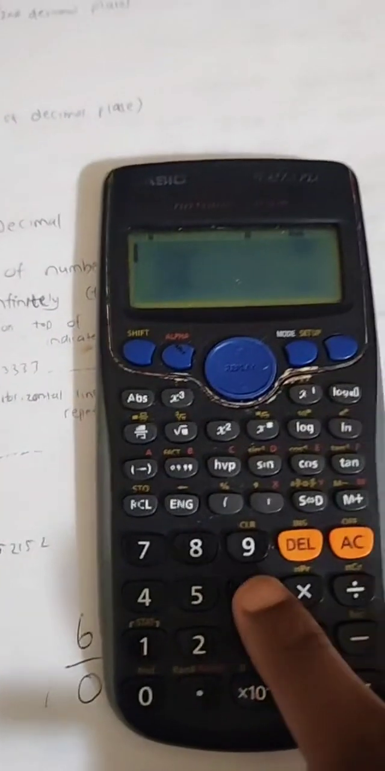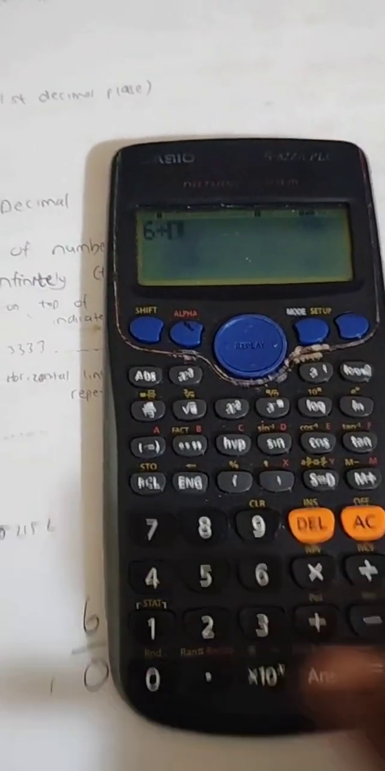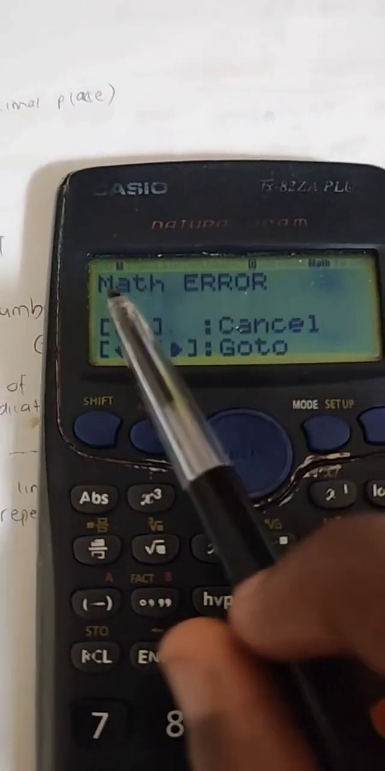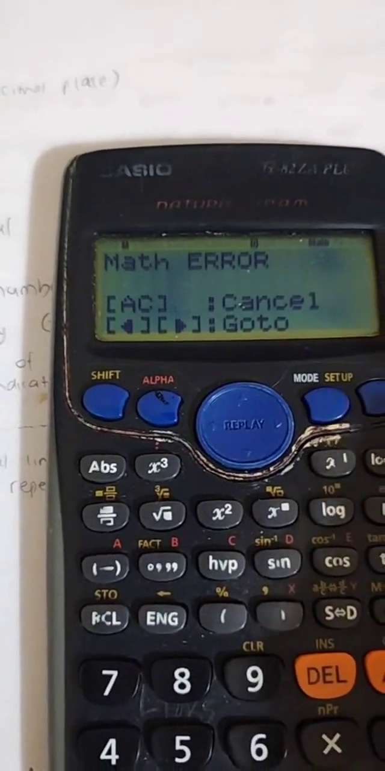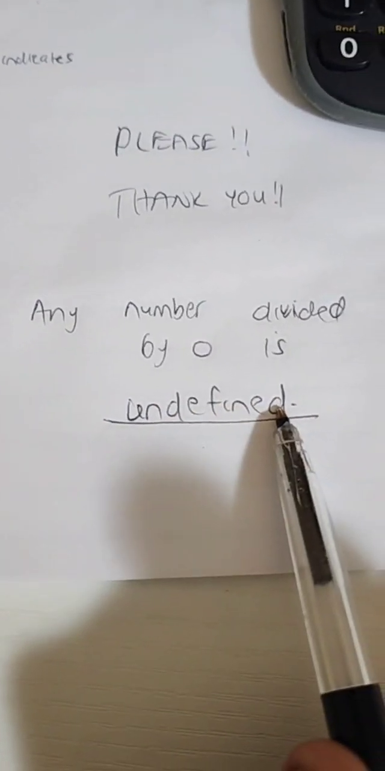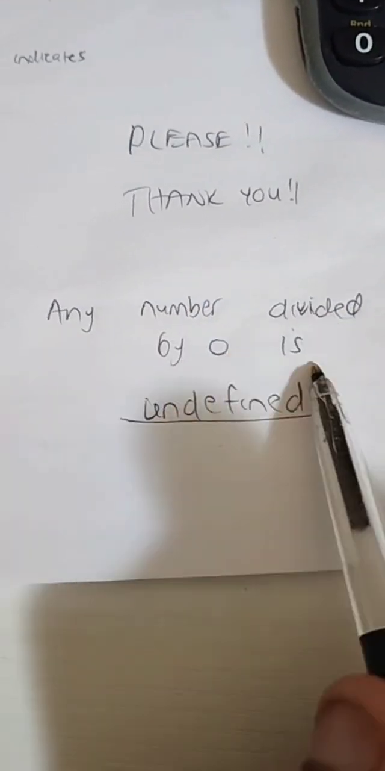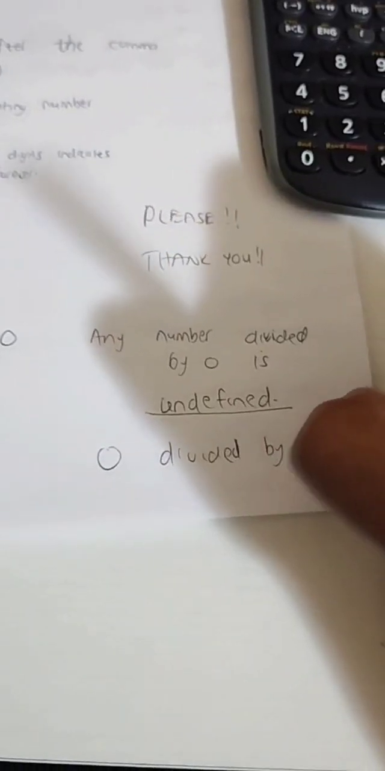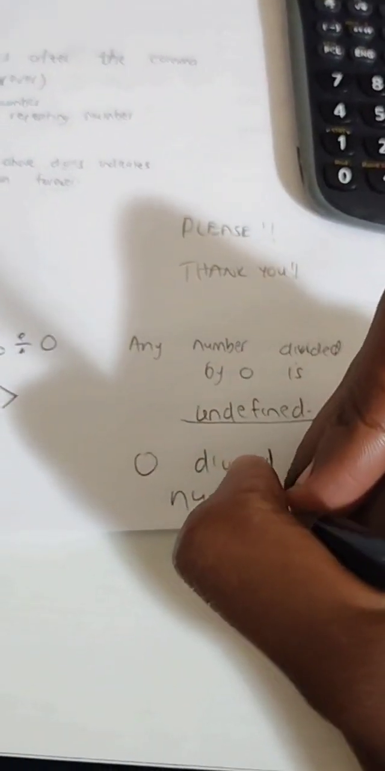Let me show you something. Here's a calculator. Those who are saying it's 0, let's go. 6 divided by 0 is equal. Look, math error. So any number divided by 0, the math error means undefined. Any number divided by 0 is undefined. This is different from 0 divided by any number.